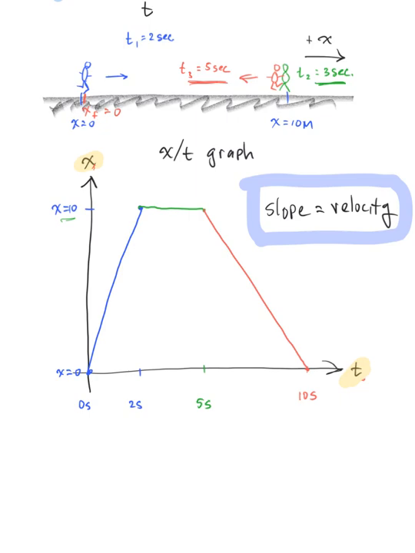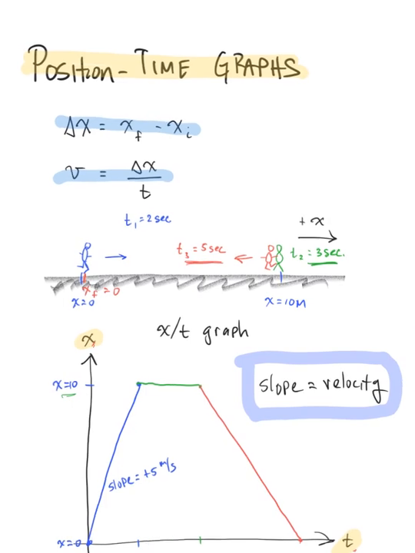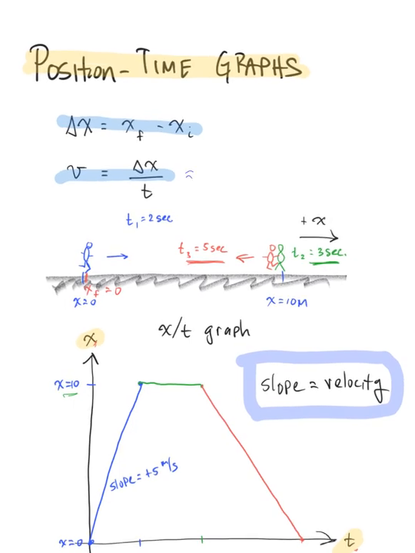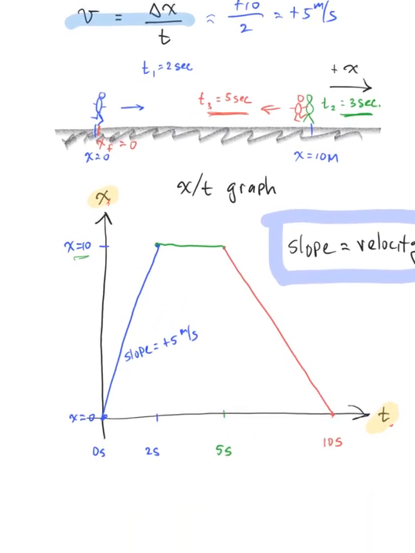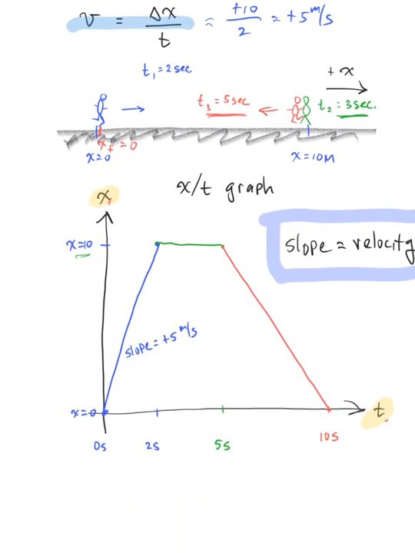So in other words, if we were to look at this slope here, what is it? Well, it's rise over run, so that's 10 over 2, or positive 5 meters per second, which, if we go back to the example here, that makes sense, because my definition of velocity is delta x over t, and the delta x was positive 10, and the time was 2, which does indeed give me positive 5 meters per second. The slope here should be 0 if what I'm telling you is true, because I wasn't moving. The velocity was 0, so the slope should be 0.